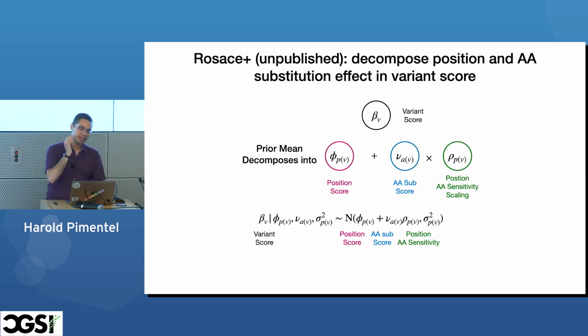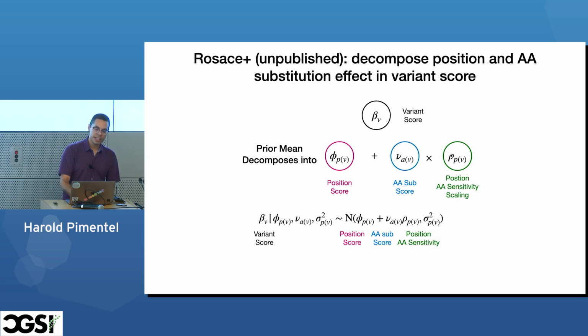We have a bunch of extra stuff, if you look carefully. Previously, beta depended only on this parameter phi, and now we're adding these other things, nu and rho. From the learning side, this turns out to be a really annoying problem. If you look carefully, it's unidentifiable, so you have to make some constraints on it. We could talk about that later if you're interested.